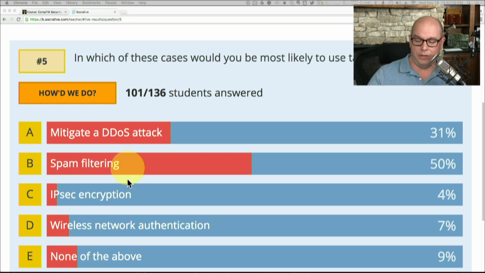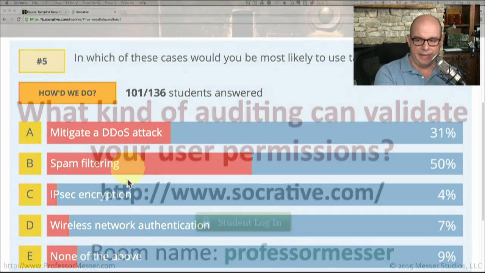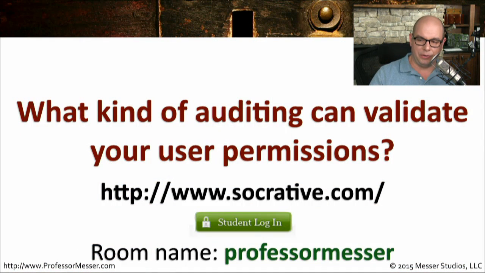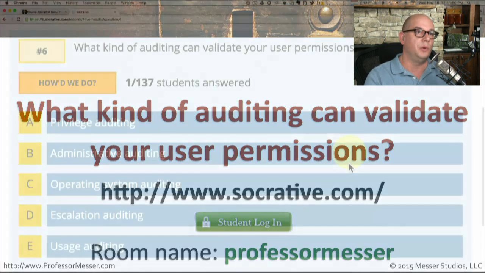Let's see how we do with another question. Let's shift gears a bit and talk more about managing a network, especially from a security perspective, and being able to work through those. This particular question deals with auditing. What kind of auditing can validate your user permissions? I have a number of different kinds of auditing that you can go through. Let's see what the possible answers might be.